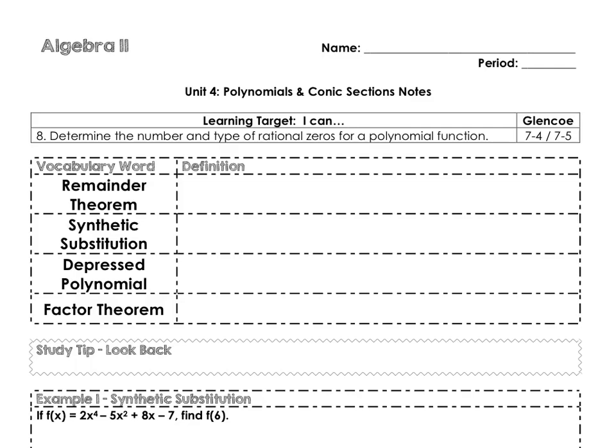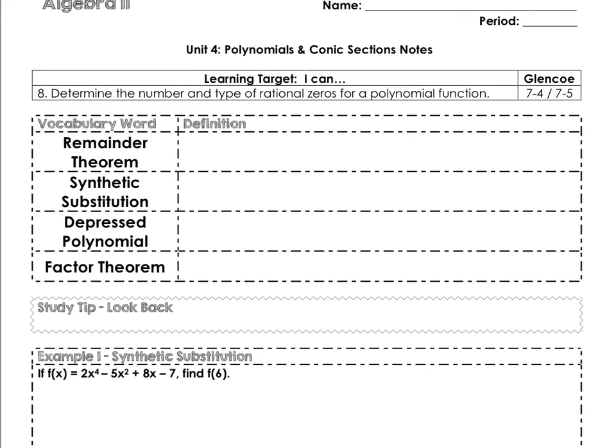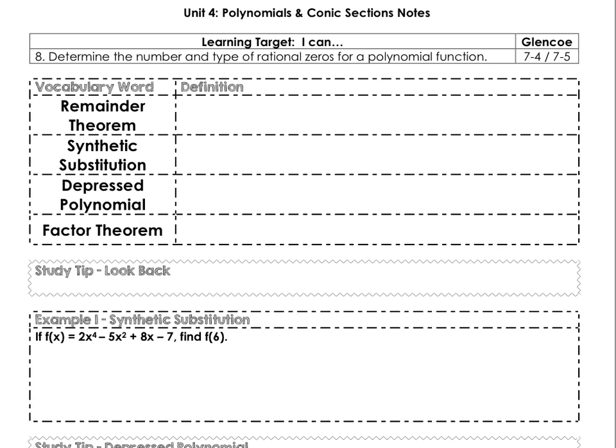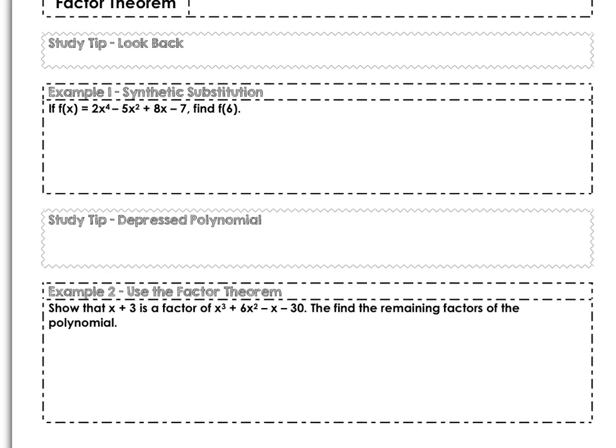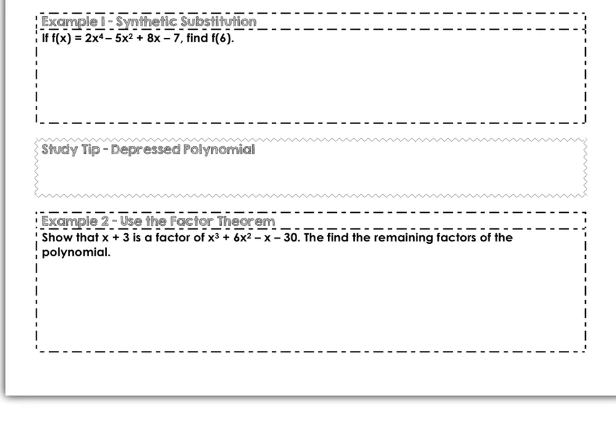These are your notes following determining the number and types of rational zeros for a polynomial function. It's going to follow the examples for Glencoe 7-4 and 7-5. We're first going to take a look at example 1 using synthetic substitution. Synthetic substitution is actually the exact same as synthetic division.